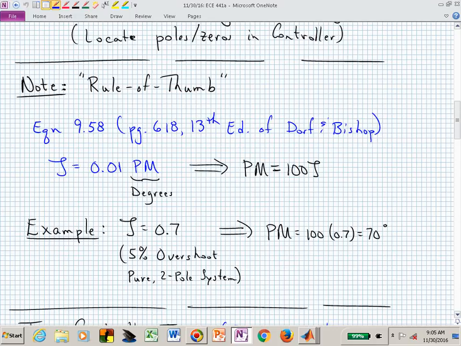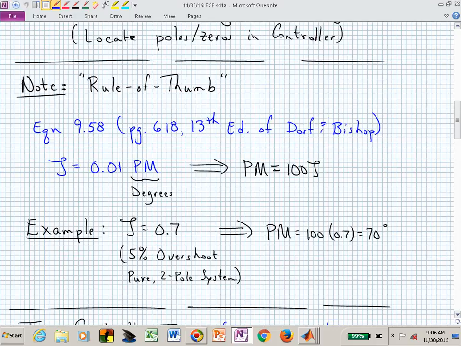In Bode plot design, you may be given a zeta or a percent overshoot, and you go, well, wait a minute. With Bode plots, I usually like to concentrate on phase margin. A rule of thumb, then, is that the phase margin in degrees is proportional to zeta. Again, this is a rule of thumb. It's very rough, but you can now scale your phase margin in degrees by 0.01 to obtain a zeta.